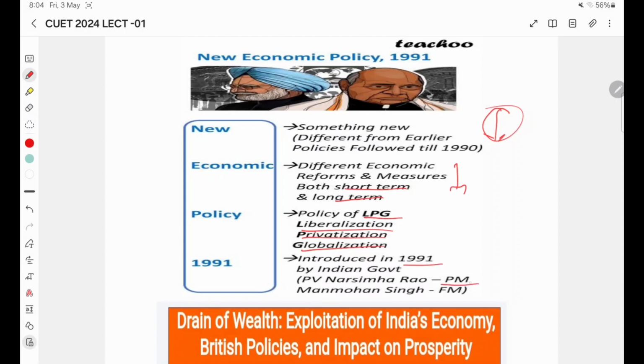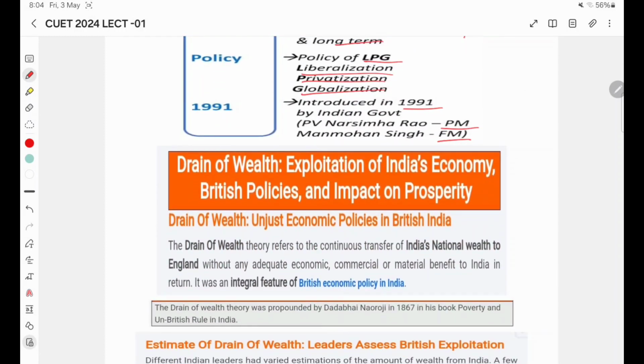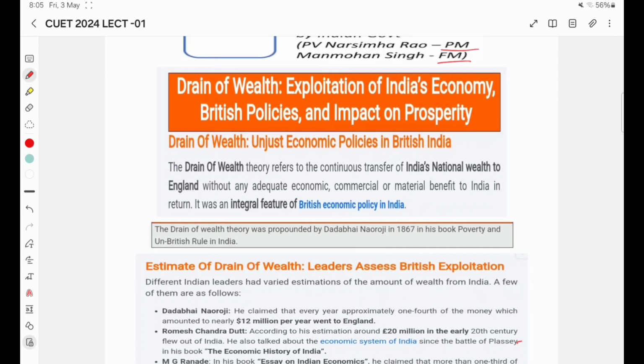At that time, the Prime Minister was P.V. Narasimha Rao, and the Finance Minister was Manmohan Singh. Okay. So next, come to the drain of wealth. The details about the drain of wealth theory.